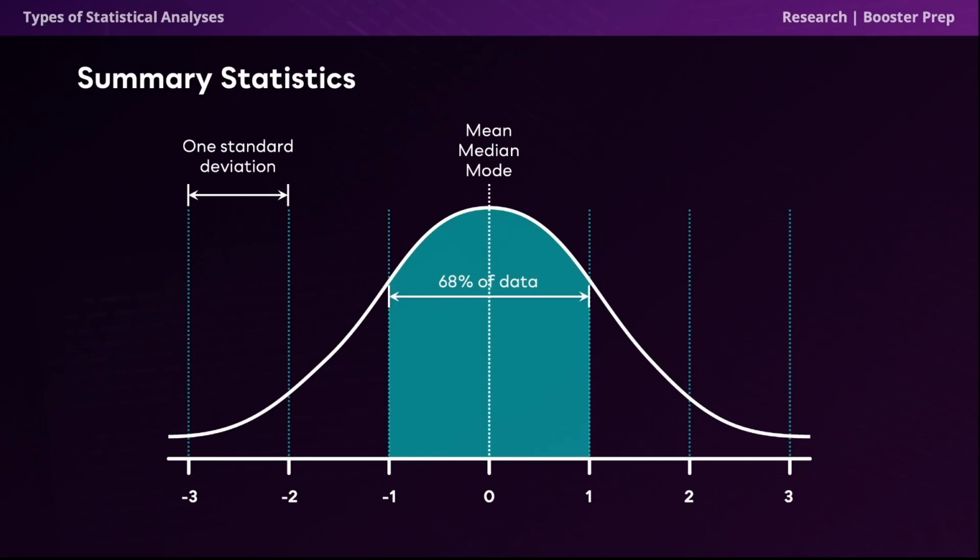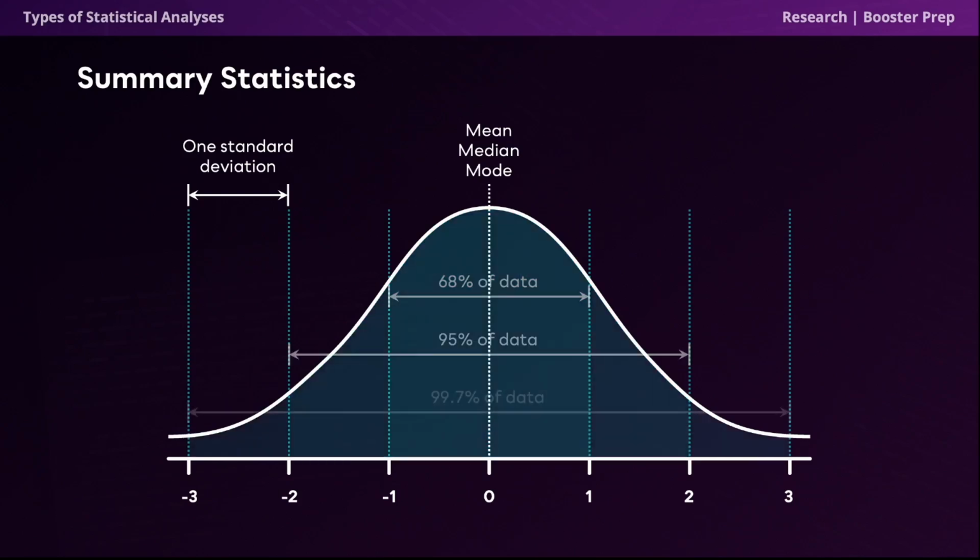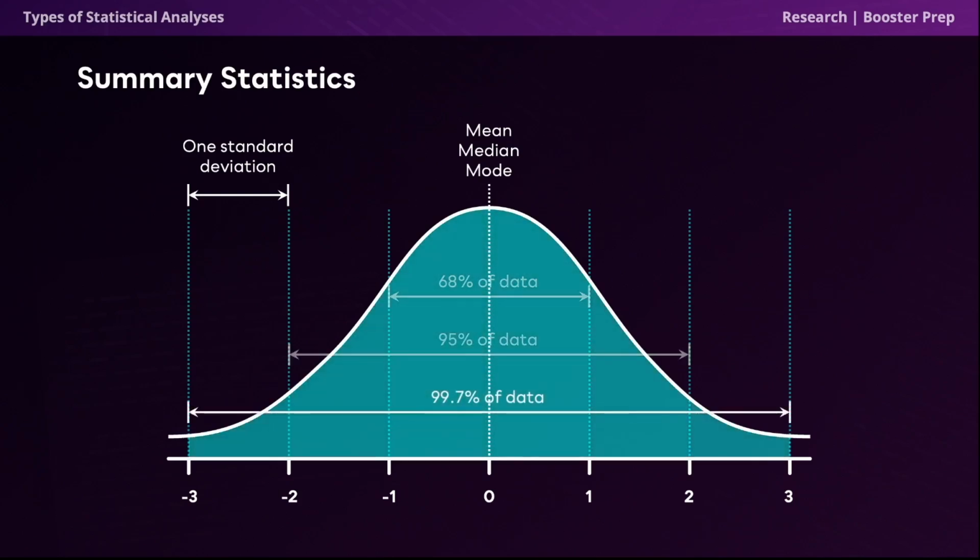This means that, for example, 68% of humans will have a height that will lie within one standard deviation above or below the mean height of adult humans. 95% of data lies within two standard deviations of the mean. This implies that 95% of adult humans will have a height that lies within two standard deviations above or below the mean height of adult humans. And finally, 99.7% of data lies within 3 standard deviations of the mean.